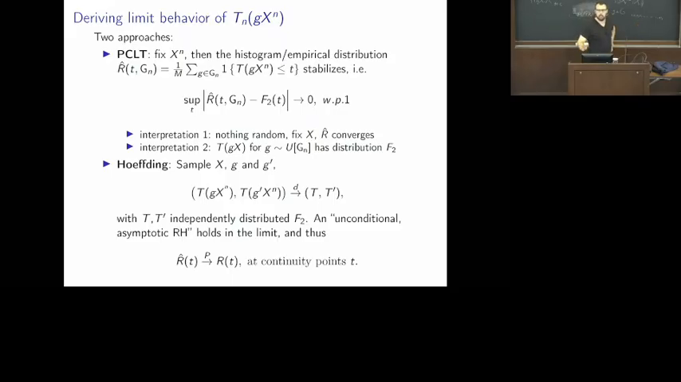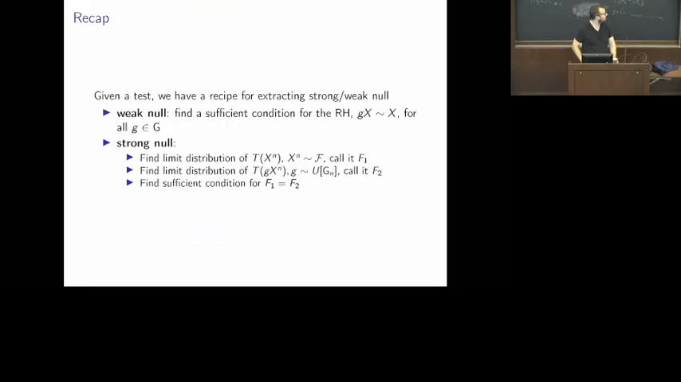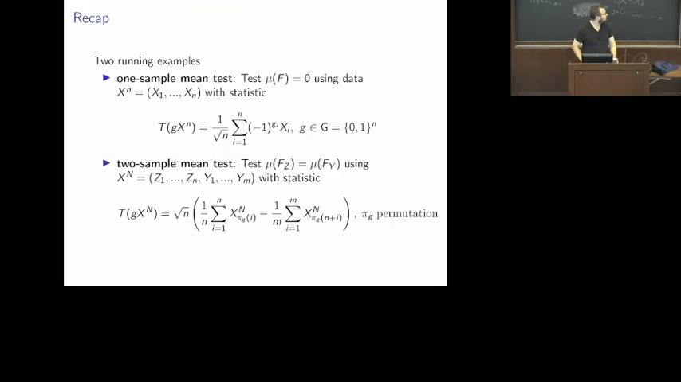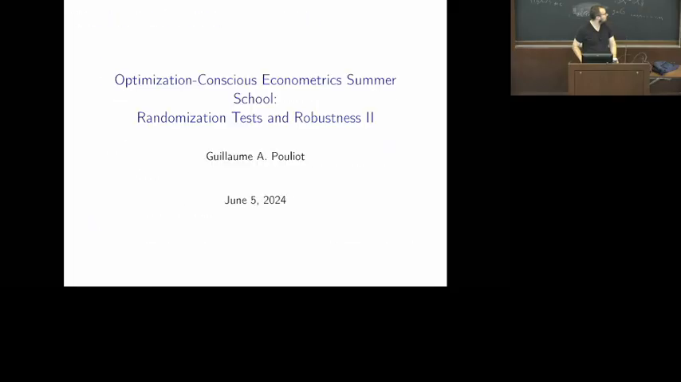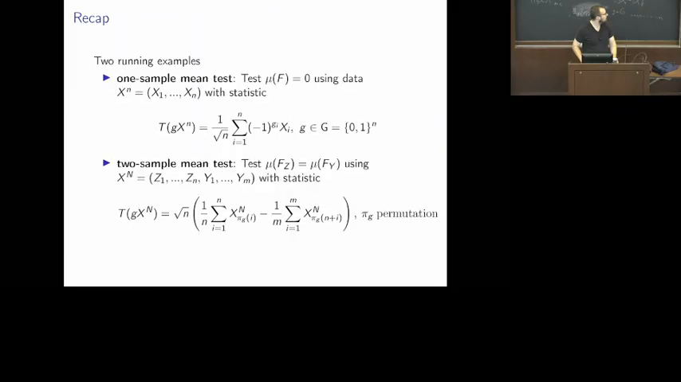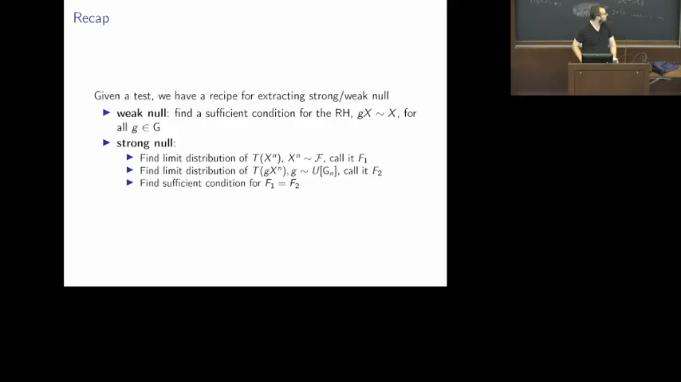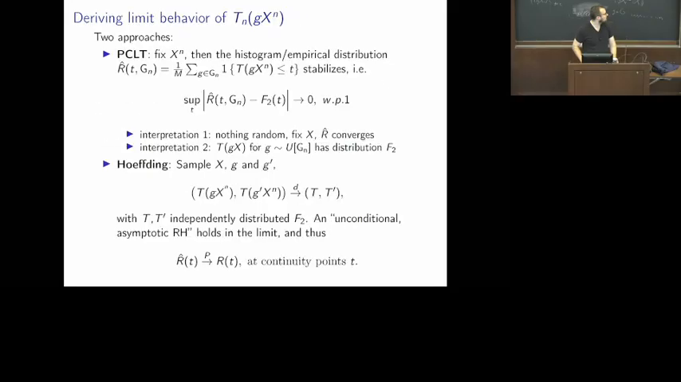Sorry, I may have missed this, but what is R of t on the right-hand side of the problem? Oh, sorry, it is there. It's in the same slide. It's the empirical distribution of the permuted test statistics, but without the hat.